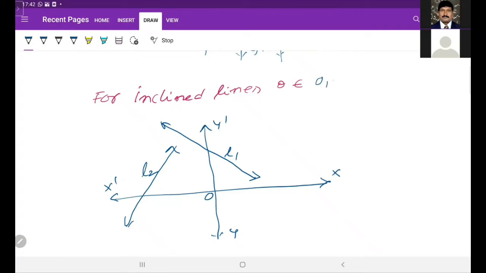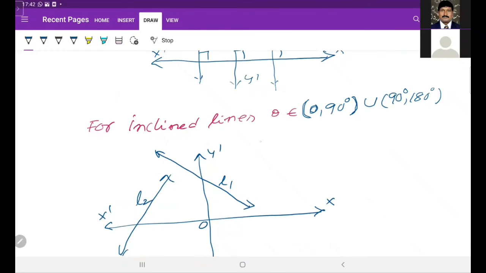So 0 degrees and 90 degrees should not be there. Therefore, open brackets, union, 90 to 180 degrees. Is it clear now? Theta does not belong to 0 degrees. Next, theta is not equal to 90 degrees, and theta is not equal to 180 degrees. Okay? Understand now?